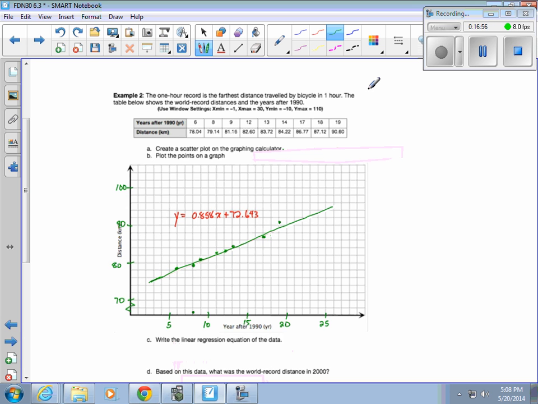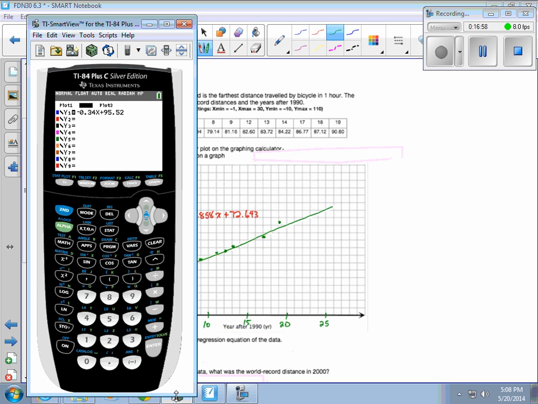So again, we go into our calculator. We're going to stat edit to list 2. We're going to clear that one. List 1, clear, and start putting your data in. So your years are your X values and your Y's are your times. So we have 6, 8, 9, 12, 6, 8.